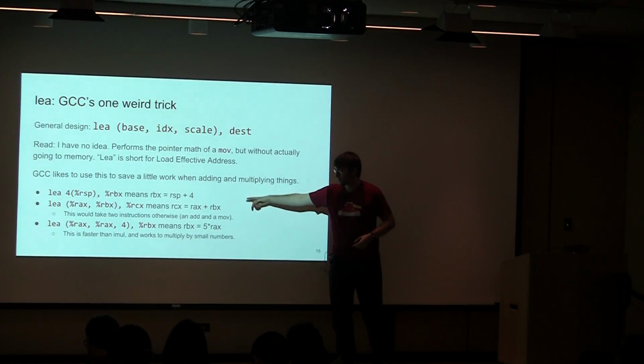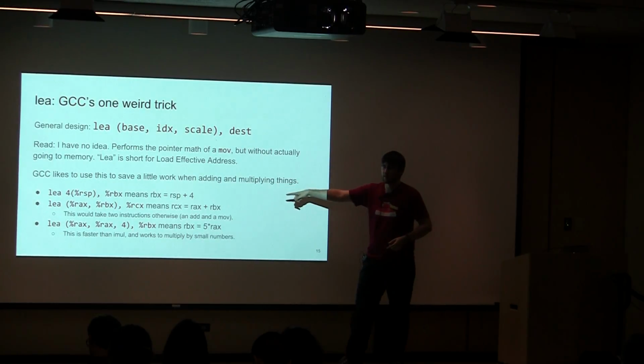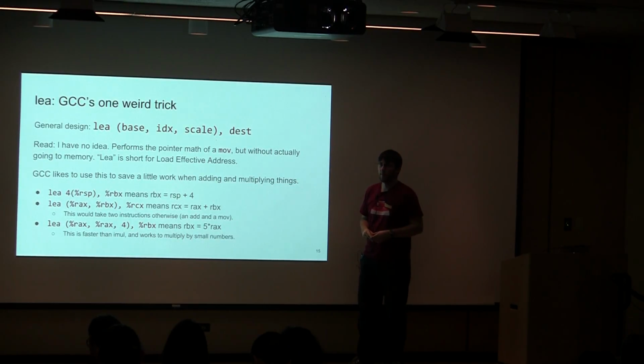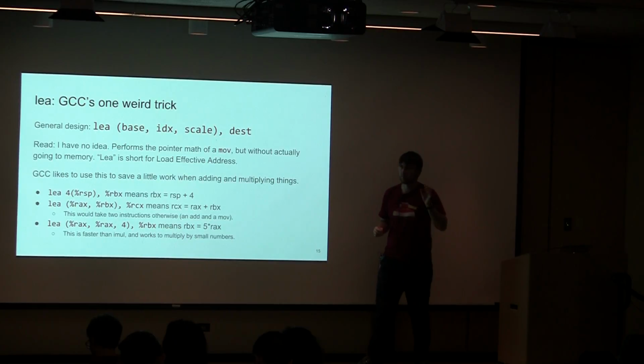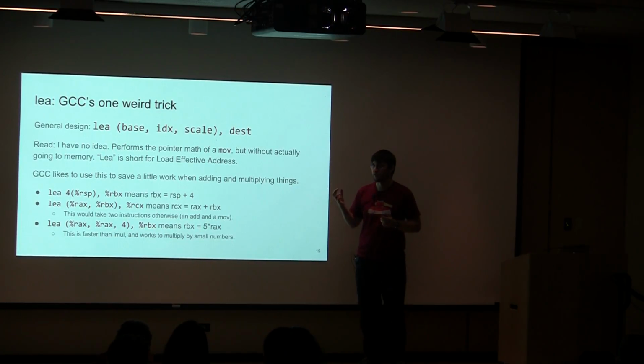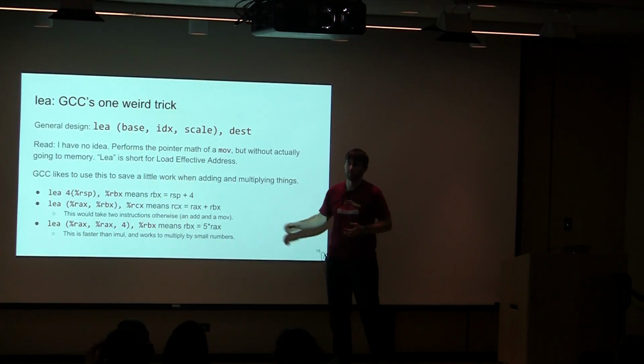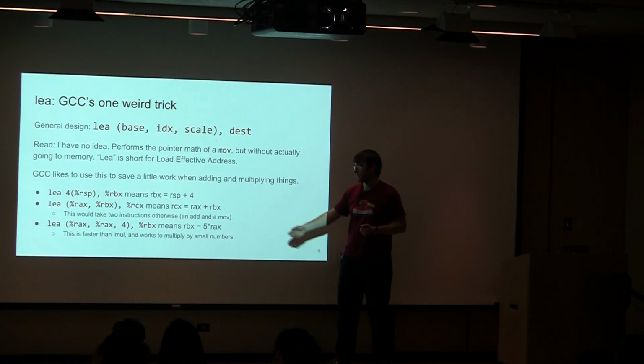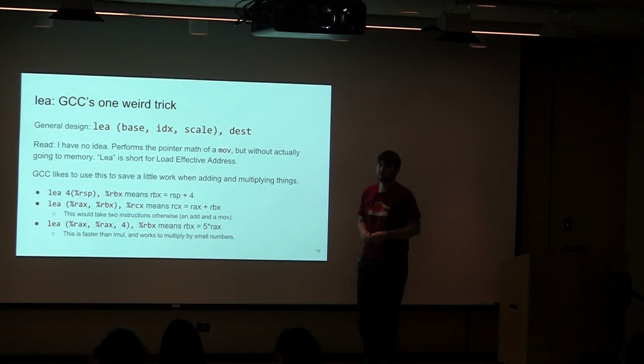So in these examples, the sources don't have to be pointers. They could be any number. The base, you mean? Yeah. Normally in move, the base would be a pointer because it has to be dereferenceable. But with LEA, we're not dereferencing anything, so GCC will sometimes use LEA even when it's not working with pointers. So RAX in this last example could just be any number, and this instruction will multiply it by 5.